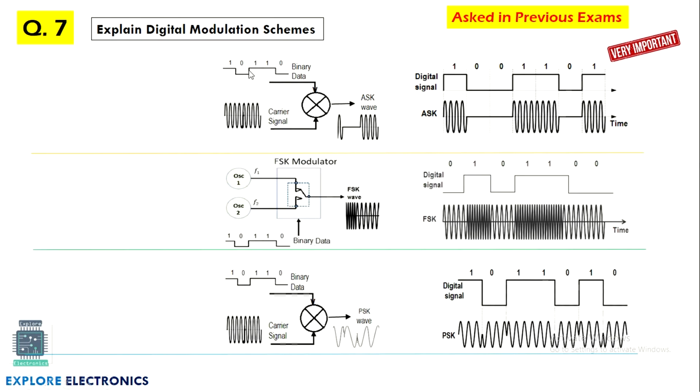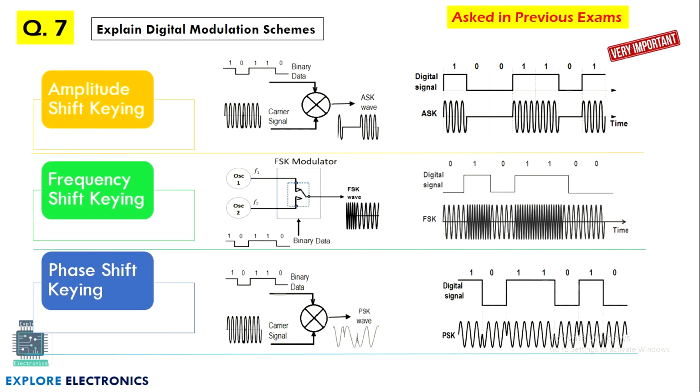Next we have: explain digital modulation schemes. See, out of these two, the digital modulation scheme and the analog modulation scheme, one question we can expect in the examination. Modulation is a very important concept in communication. We need to modulate a signal for transmission over a longer distance. So the question may come in the examination on analog modulation schemes or digital modulation schemes.